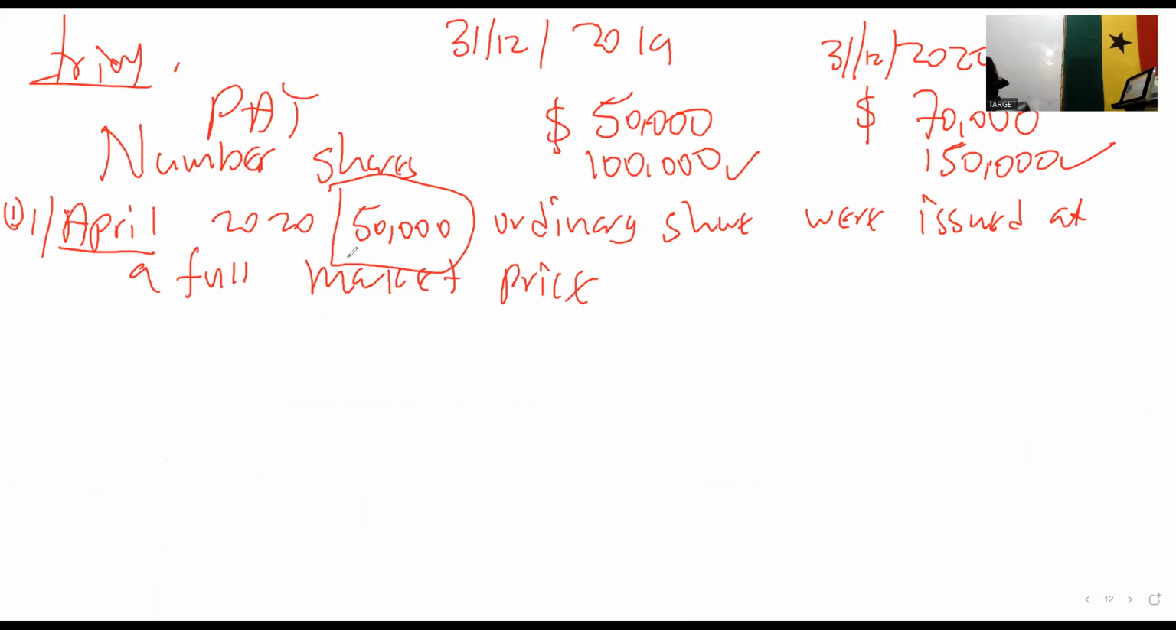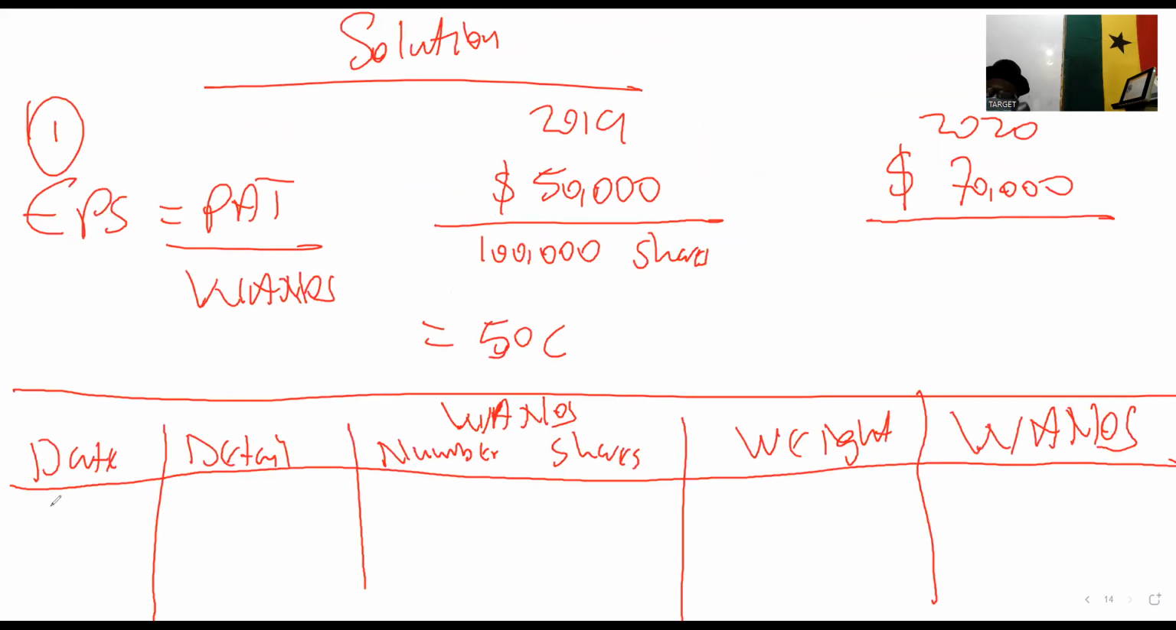So that is that, and we move on. So you must weight the average. How then do you start? The year starts from 1st of January 2019. Balance brought down. How many shares were there at the start of the year? 100,000 shares were there at the start of the year.